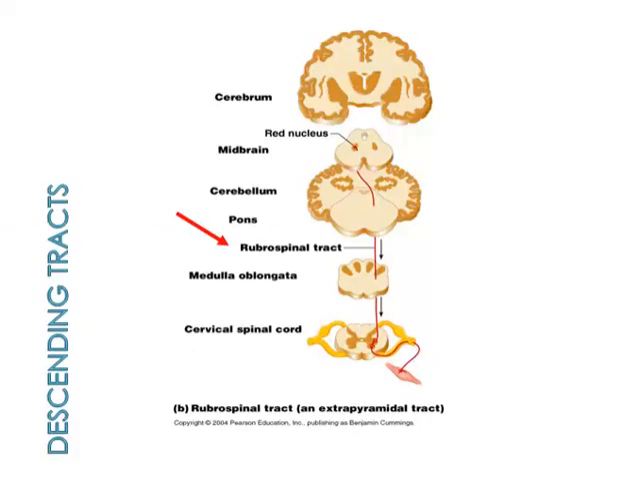So here you can see the rubrospinal tract is definitely not ipsilateral, it is contralateral, but there are 4 tracts within the extrapyramidal tracts, and most are ipsilateral. And the extrapyramidal tracts control posture involuntarily, as well as hand and finger flexion and extension.